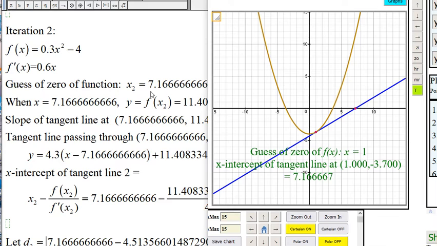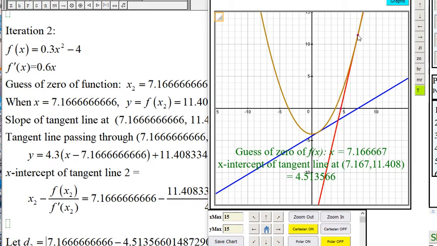So if our guess is 7.1666, then the corresponding y on the graph will be 11.4. And so now we have 7.16 and 11.4, and then we're going to draw a tangent line through that point, and then find the x-intercept of that point. And so now let's draw the tangent line through this point right here.